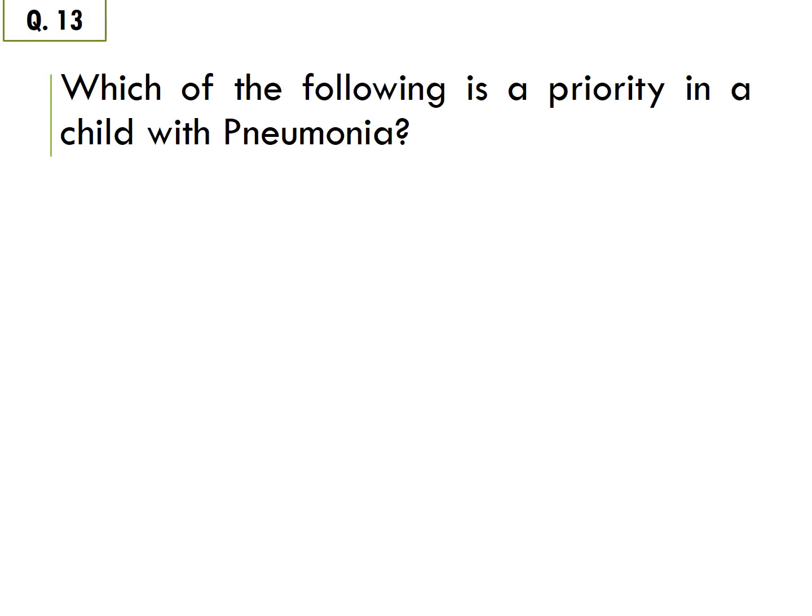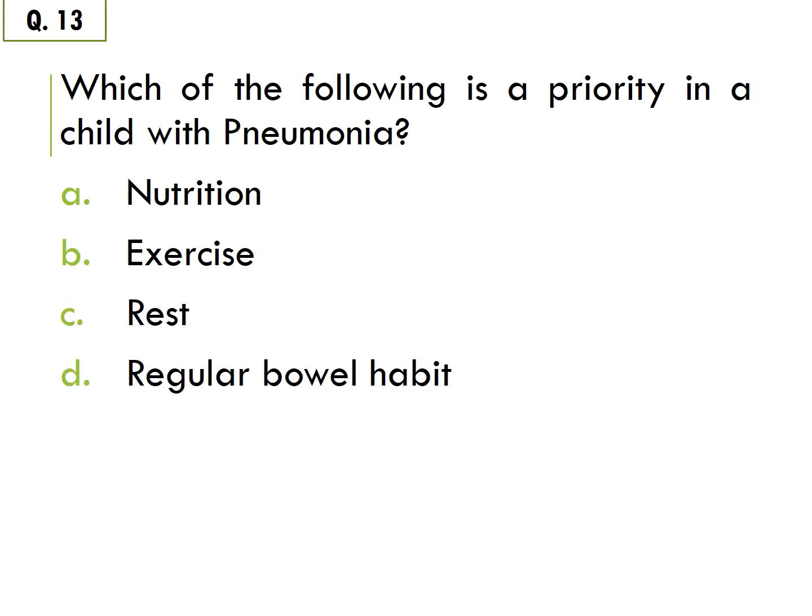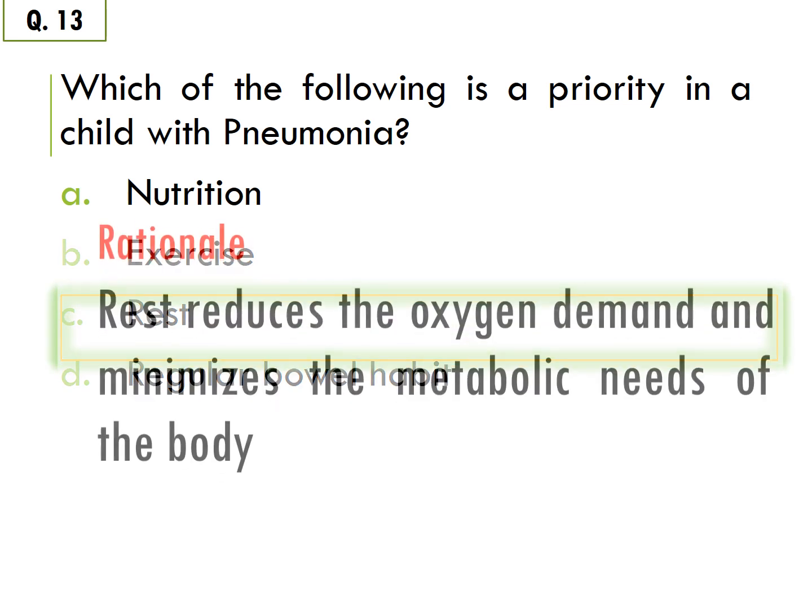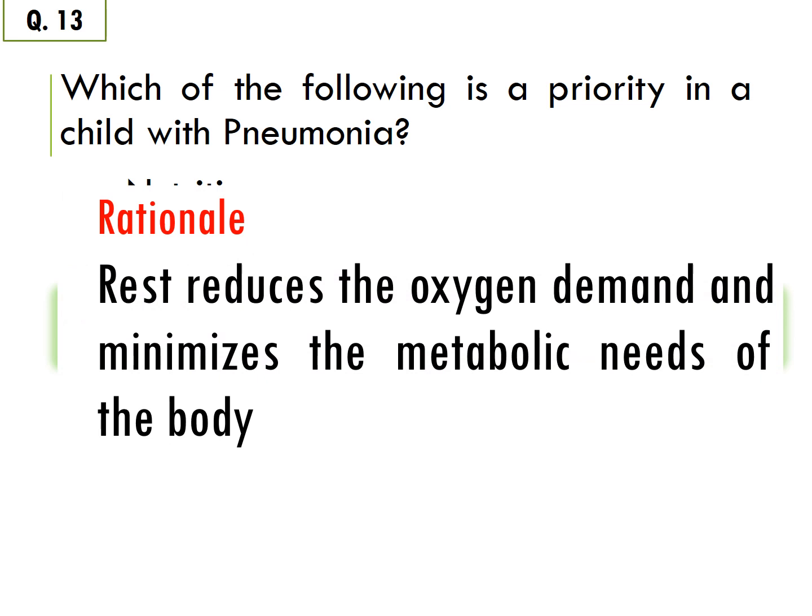Question number 13. Which of the following is a priority in a child with pneumonia? And the options are nutrition, exercise, rest, and regular bowel habit. And the answer is rest. Why? Because rest reduces the oxygen demand and minimizes the metabolic needs of the body.